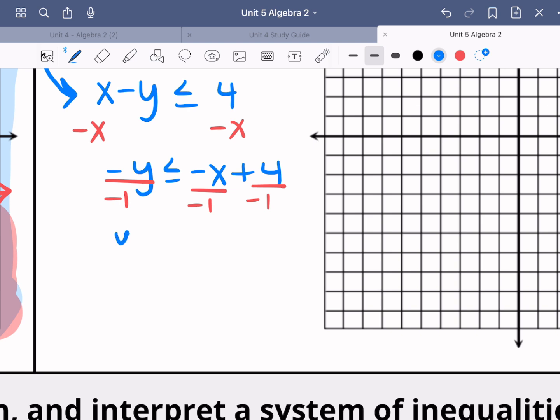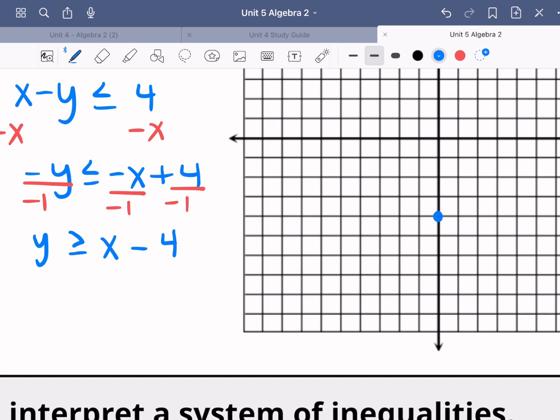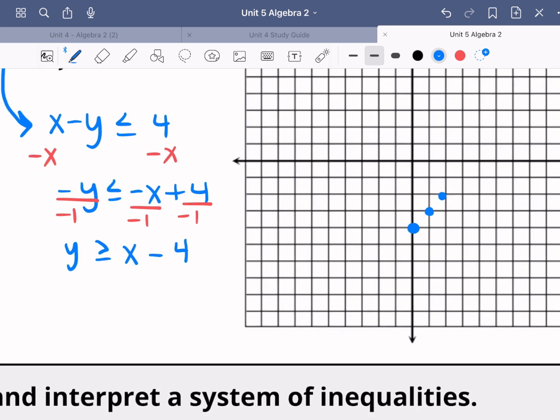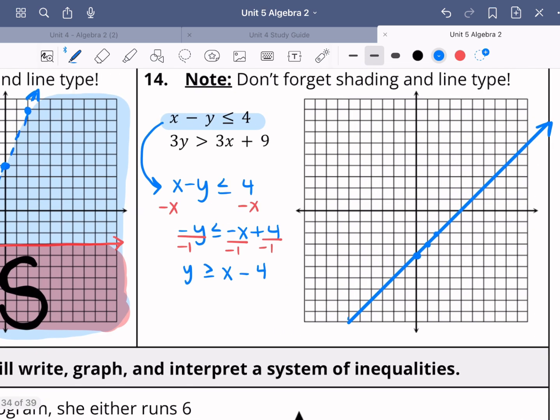So I have y is greater than or equal to x minus 4. I have to flip the inequality since I divided by a negative. So the y-intercept is at -4. I have a slope of 1, and this is going to be a solid line since it does have an equal sign with it. And we are going to shade above because this is a greater than symbol.